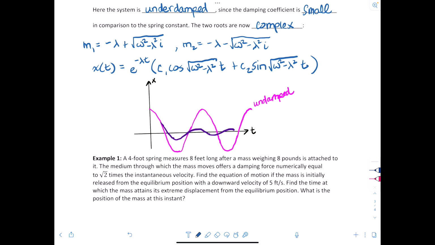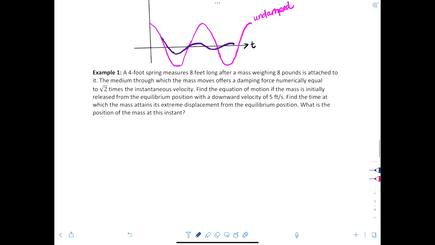All right, so here we go. A 4-foot spring measures 8 feet long after a mass weighing 8 pounds is attached to it. The medium through which the mass moves offers a damping force numerically equal to the square root of 2 times the instantaneous velocity. Find the equation of motion if the mass is initially released from the equilibrium position with a downward velocity of 5 feet per second. Find the time at which the mass attains its extreme displacement from the equilibrium position. What is the position of the mass at this instant? All right, so here we go.